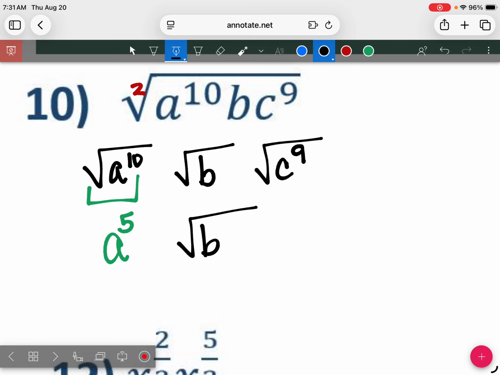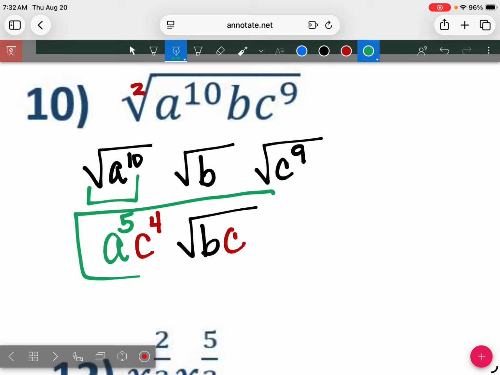All right, if I have 9, I can make 4 pairs, but 1 will be left over. Okay? So I have c to the 4th, but then 1c is going to stay. So this would be my final answer.